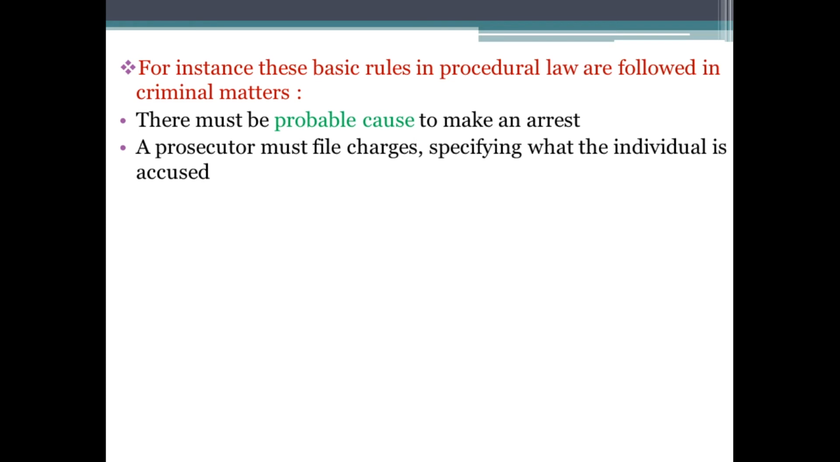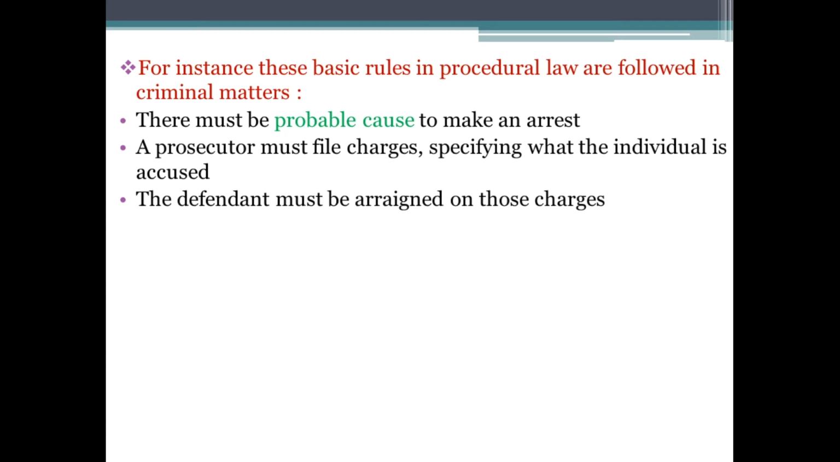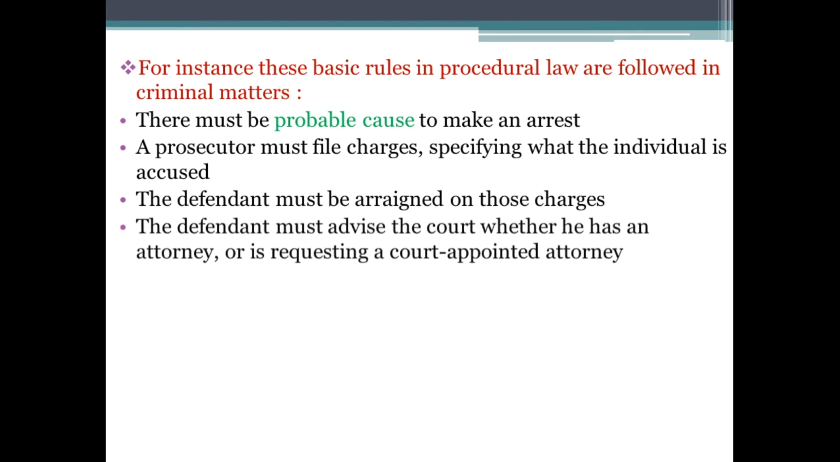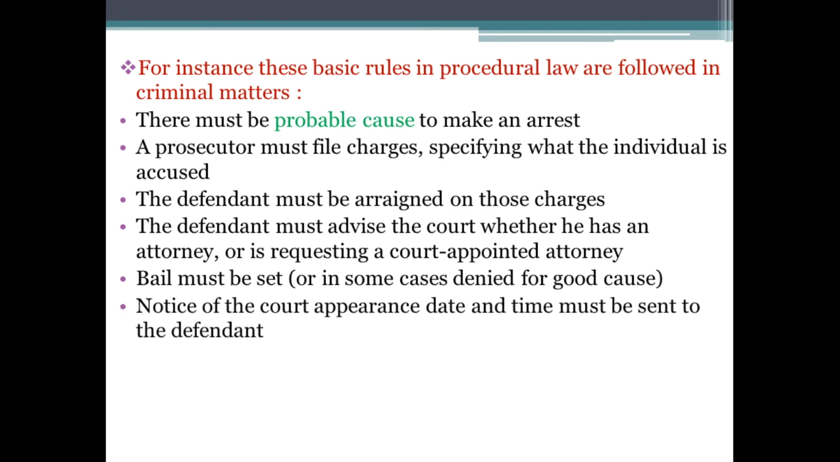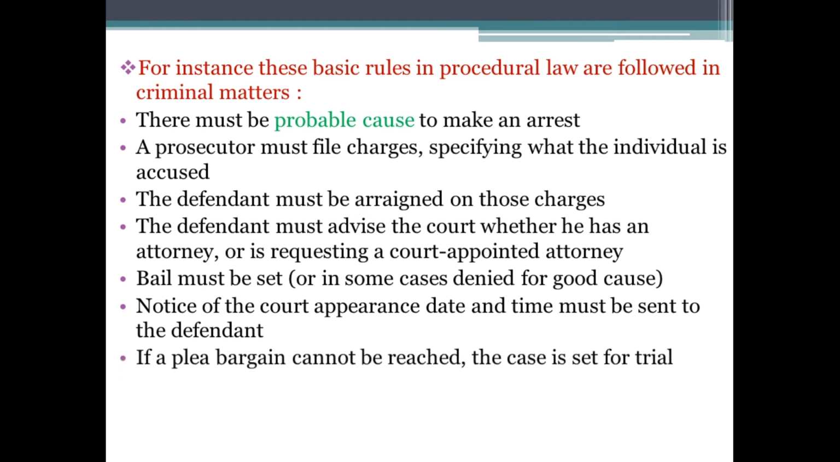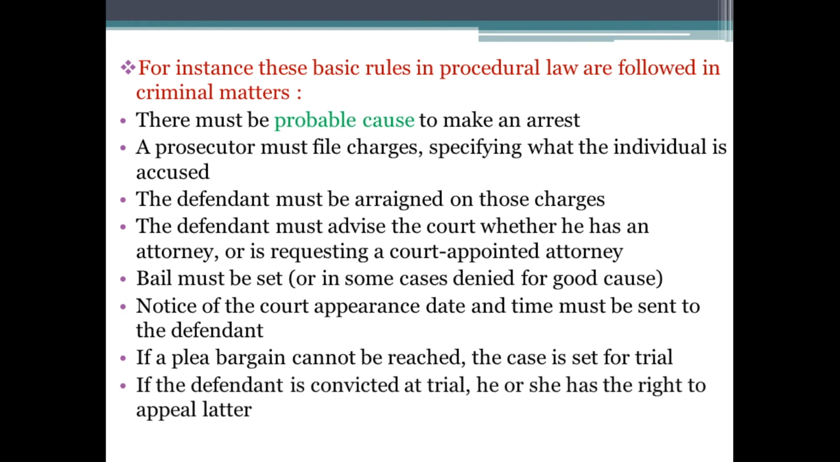A prosecutor must file charges specifying what the individual is accused of. The defendant must be arraigned on those charges. The defendant must advise the court whether he has an attorney or is requesting a court-appointed attorney. Bail must be set, or in some cases denied for good cause. Notice of the court appearance date and the time must be sent to the defendant. If a plea bargain cannot be reached, the case is set for trial. If the defendant is convicted at the trial, he or she has the right to appeal later.